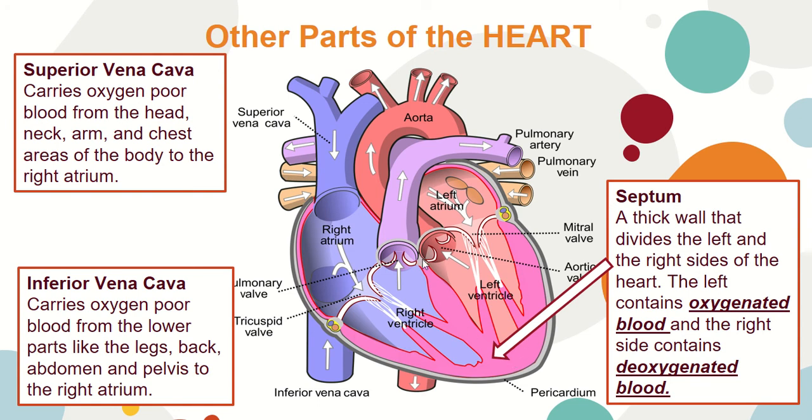When we say septum, it is a thick wall that divides the left and the right sides of the heart. The left contains oxygenated blood, and the right contains deoxygenated blood, or the oxygen-poor blood.